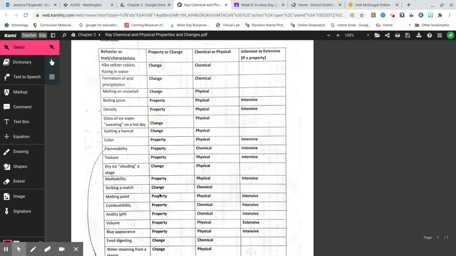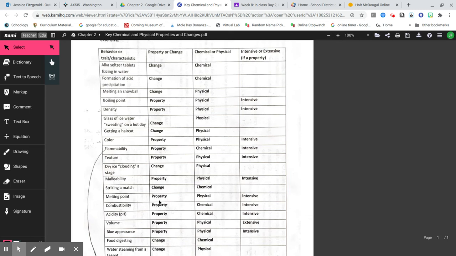Striking a match, this is a change because we're going from one substance to another substance, and it is going to be chemical because a new substance is being made. Now, if we go back up to the malleability, even though we're changing the shape, we're not changing really the matter. We're talking about the aluminum, so that's why it's that property.